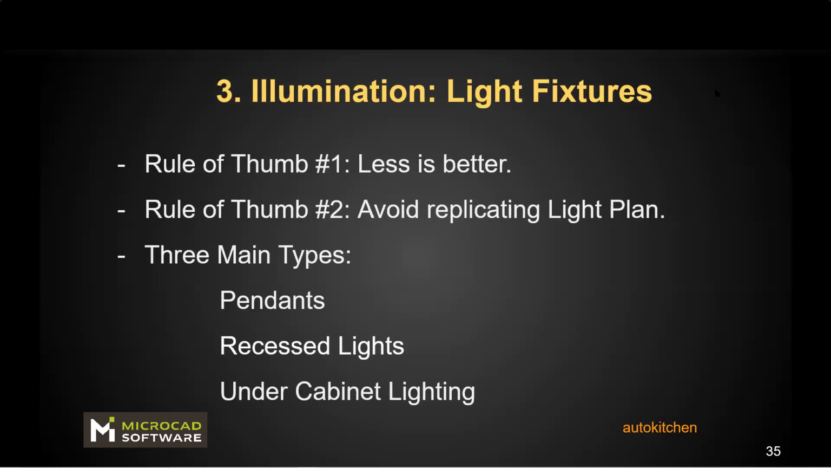The third category is the light fixture. These are the lights that you add above and beyond. There are two rules of thumb here to follow. The first one is the fewer lights that you have, the better off you'll be. This is counterintuitive, but true.